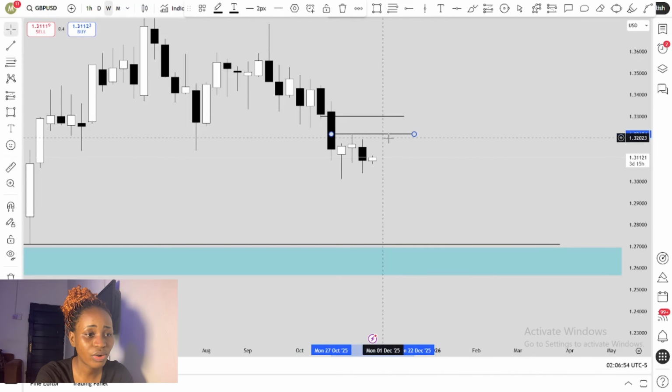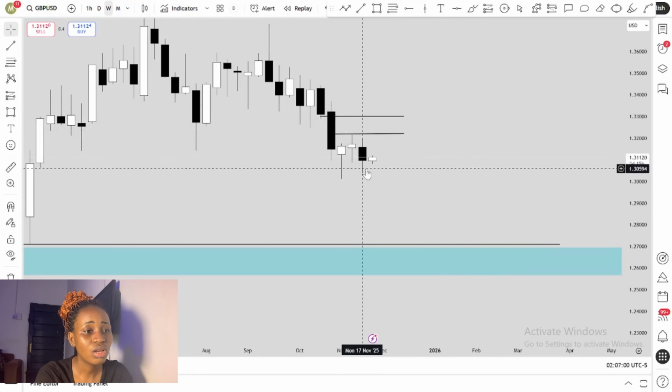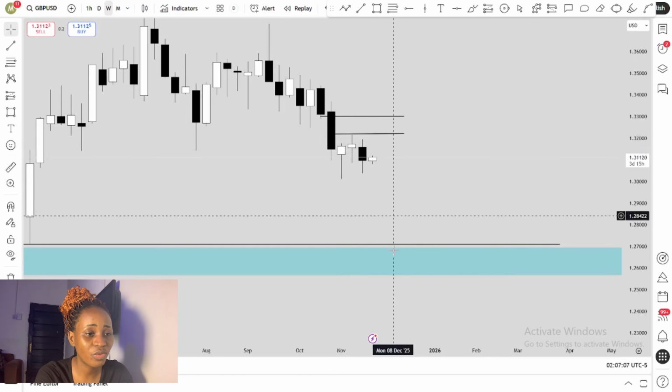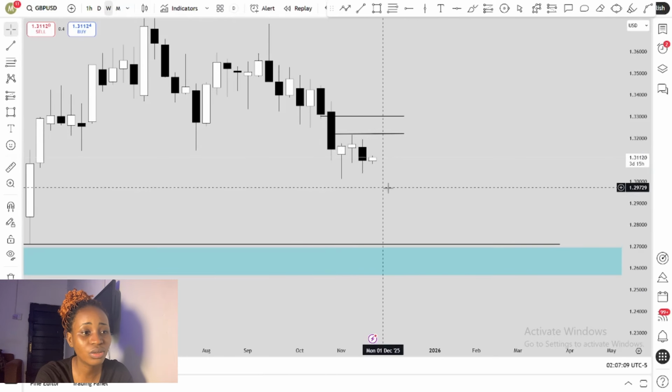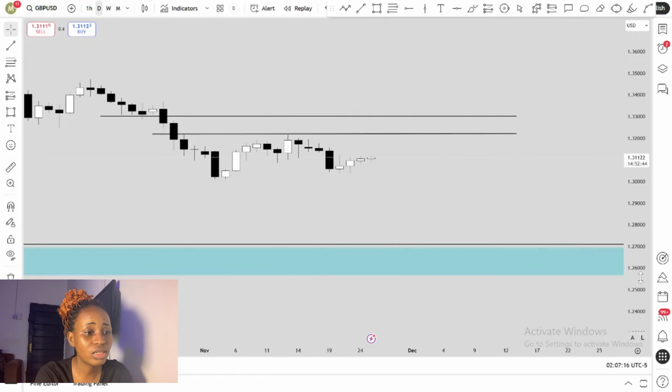Price may likely come back to fill, but the overall trend of the market is bearish. Okay, the overall trend of the market is bearish, so the market may push up into this level before expanding to the downside. We never can tell, but we'll just wait to see what price will do. From here I will go down to daily time frame.